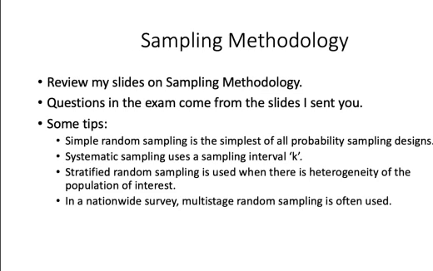And then stratified random sampling is used when there is heterogeneity in the population of interest. So we stratify the population into homogeneous groups because the population is heterogeneous. So if we stratify the population, we group them into homogeneous groups. And when we do that, we use a stratified random sampling. And then we use multi-stage random sampling in a nationwide survey, and when the population is homogeneous.